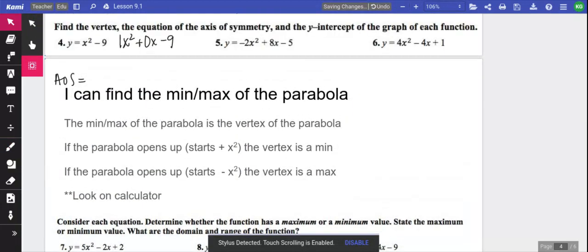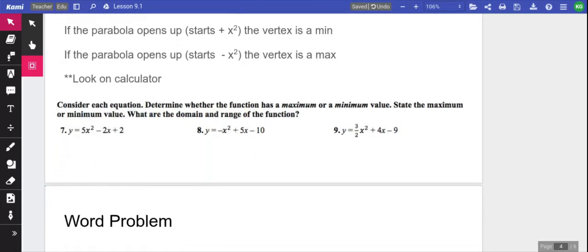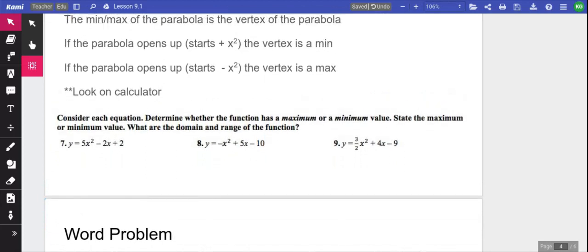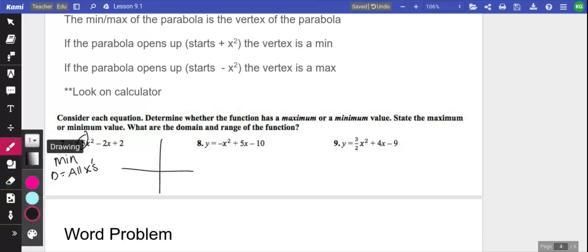Okay, the next part of this is finding the minimum or the maximum of a parabola. So go ahead and pause here and take the notes. So in this first one, I'm looking here and I have a positive 5x squared, which tells me that my parabola is going to open up. And so I know that my vertex is going to be a minimum. Then it says, what are the domain and range of the function? My domain is going to be all x's. And also I should have known that my y-intercept was positive 2.